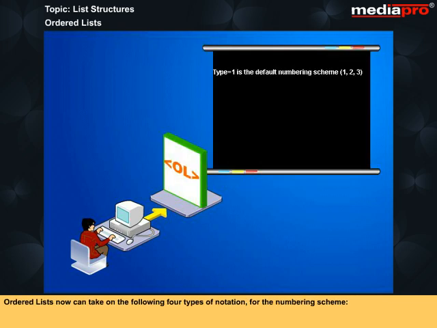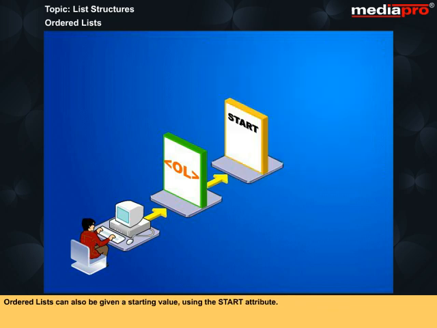Ordered lists now can take on the following four types of notation for the numbering scheme. Ordered lists can also be given a starting value using the start attribute. This attribute allows you to start your ordered lists at a number other than the default value of 1.